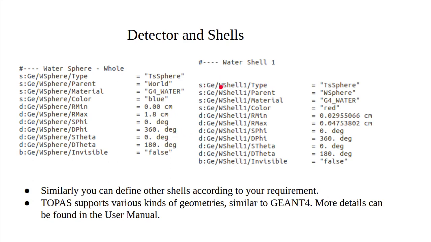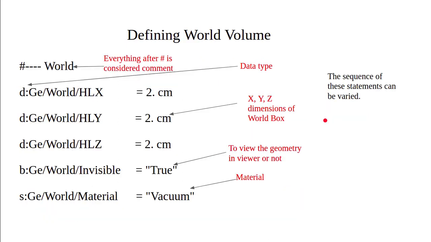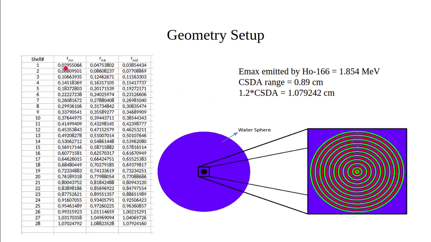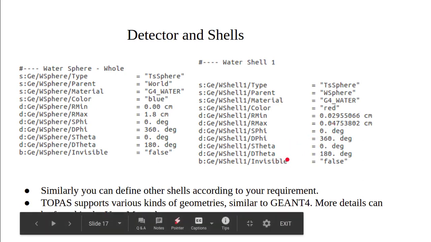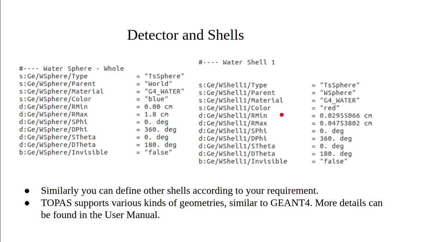And similarly for the shell, we have given it the name W shell 1, and you can give it any name you like. And then is the type, parent, similar to that. Here we give color, and here you see we have defined R minimum and R maximum. These are the same values of the R minimum and R maximum that we calculated here. You see 0.02955 and 0.0475. So it is the same thing. So you can do it in this way. You can define the other shells and name them shell 1, shell 2, shell 3, or whatever you want.